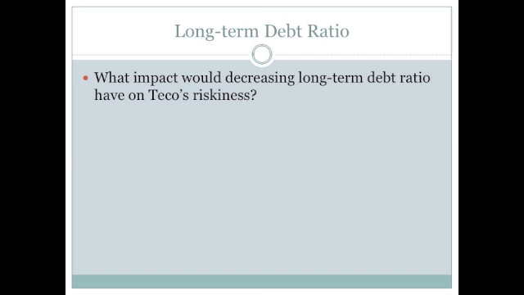If TECO's long-term debt decreased, their risk of default would decrease. With less debt a firm has, the less likely it is that the firm will default and go bankrupt. So naturally the risk would go down, and the TECO stock would be more attractive for investors looking for lower risk stocks.